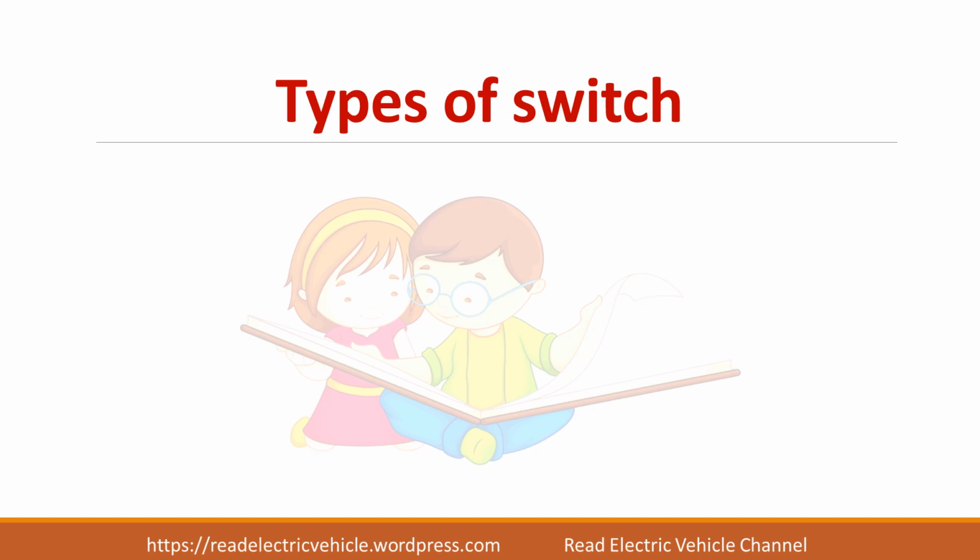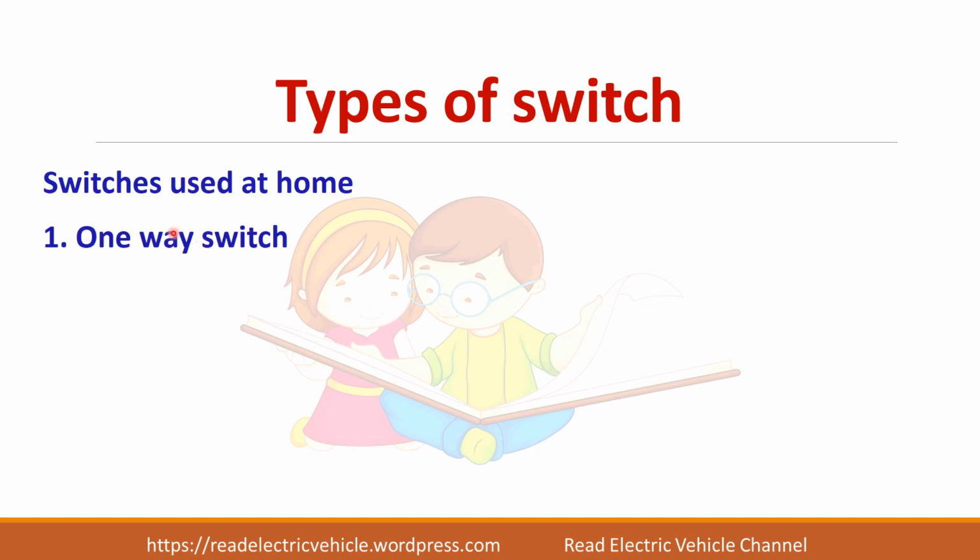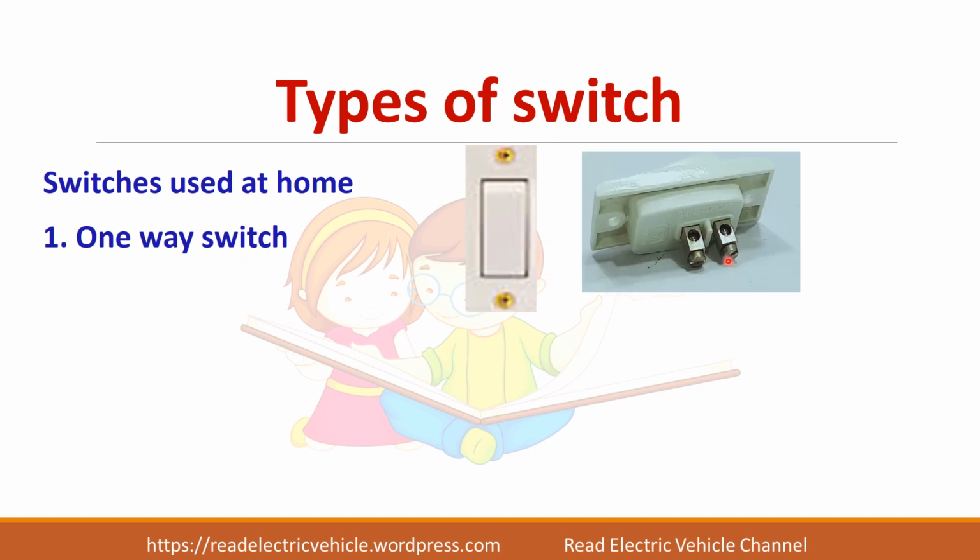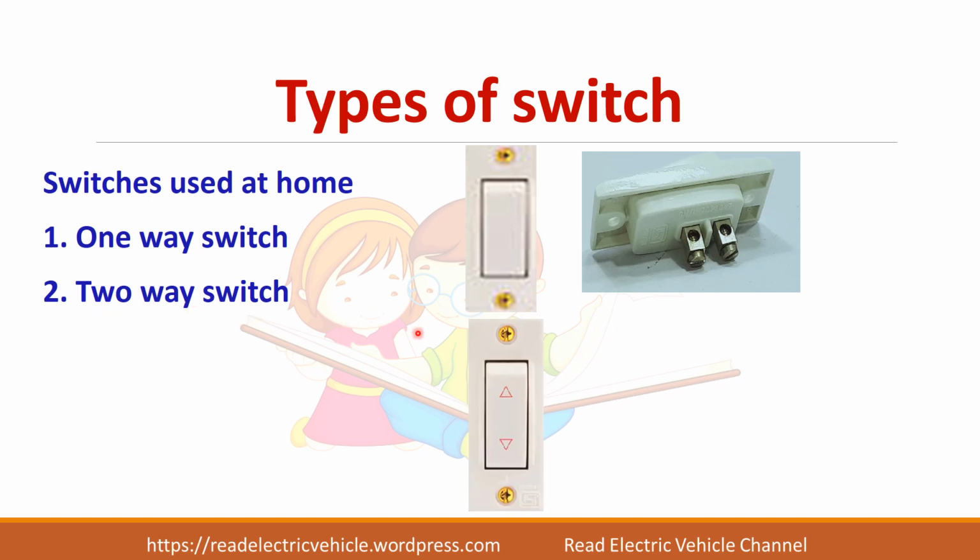Though we use different types of switches at home, normally we use the one-way switch, which has two terminals like this. So this is used for controlling the lamps, fans and sockets. Another type is the two-way switch. It is also used for controlling the lamps but from two different positions. That is, a single lamp can be controlled from two different positions, or a fan can be controlled from two positions. So for that, these types of switches are used. So in this video, we will see about the one-way switch.